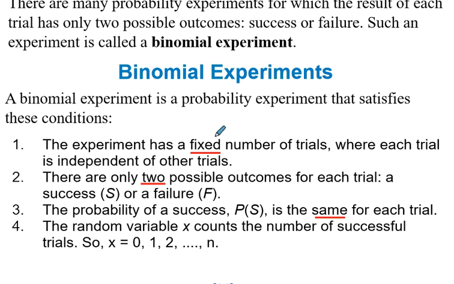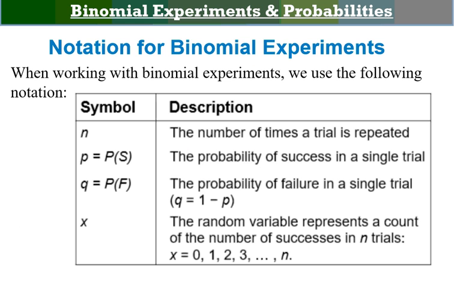Condition number 3, the probability of success, which we will denote P of S, is the same for each trial, and that's because they're independent. The success of one shouldn't affect the success of another. So same probability each time. Last part, the random variable x counts the number of successful trials. So you can either have 0 successful trials all the way up to n, which is the number of trials that you had from the beginning, which is condition number 1. So those are all the conditions that make a binomial experiment. If there's an experiment that satisfies all 4 of those things, it is a binomial experiment.